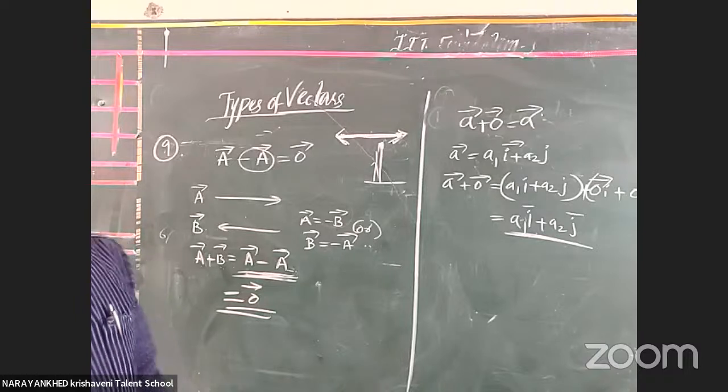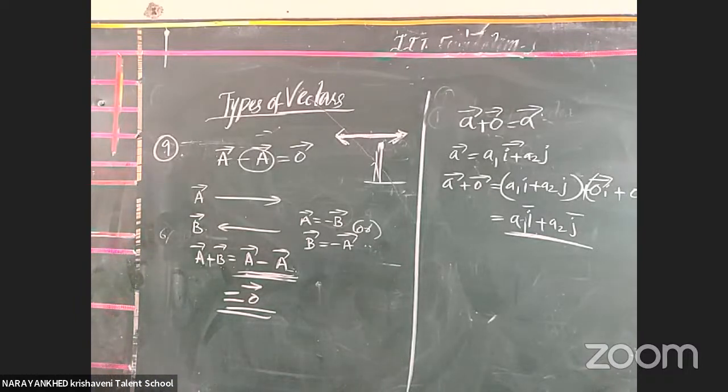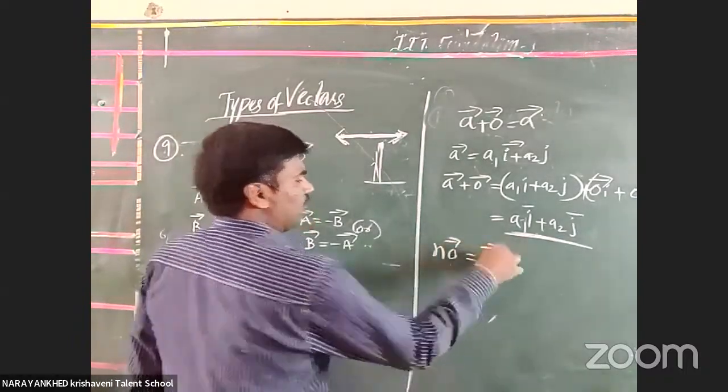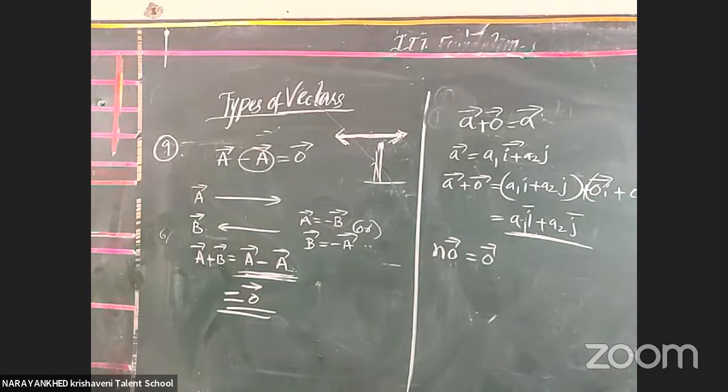In this way, we have considered all the properties. Suppose n into 0 bar, then it gives 0 bar only. Clear or not? n into 0 bar becomes 0 bar only.